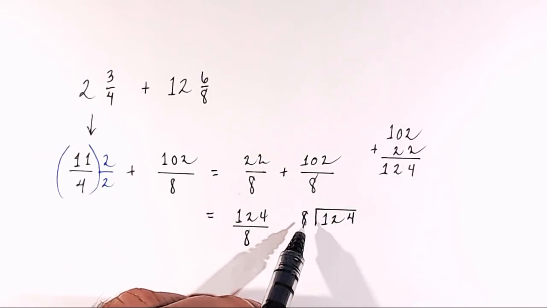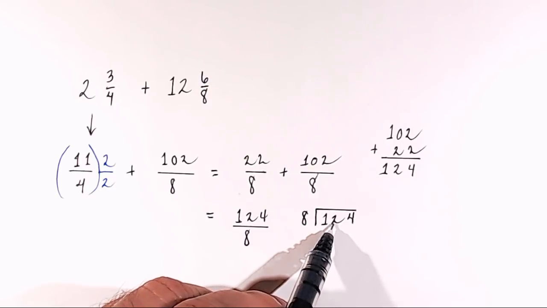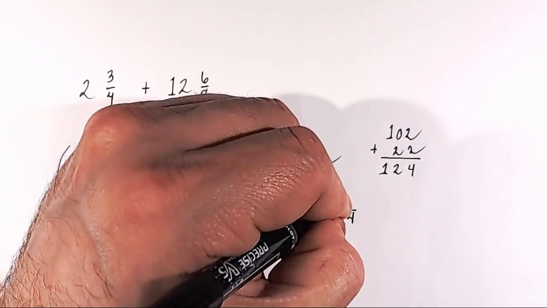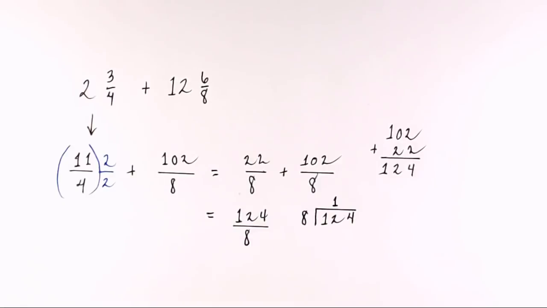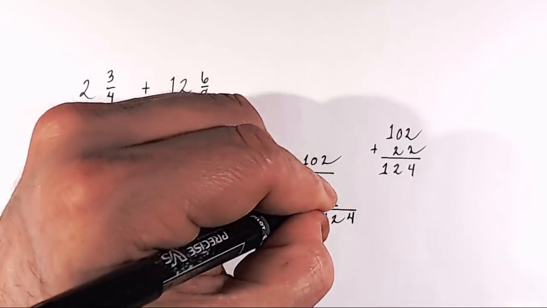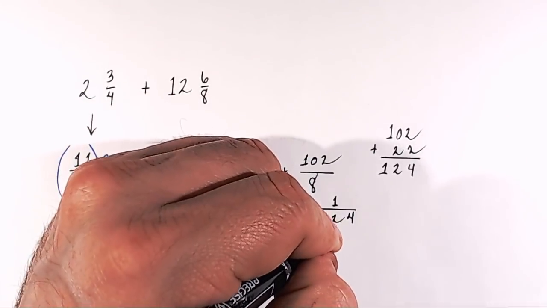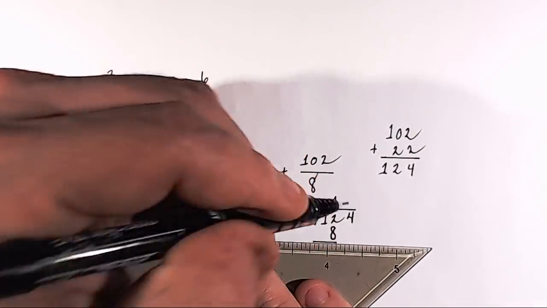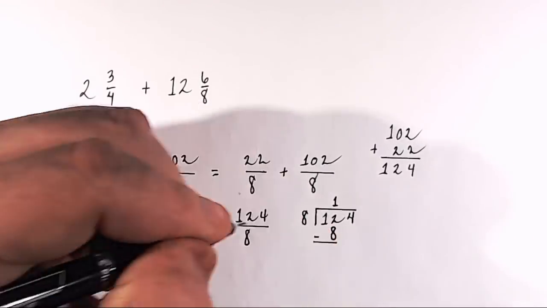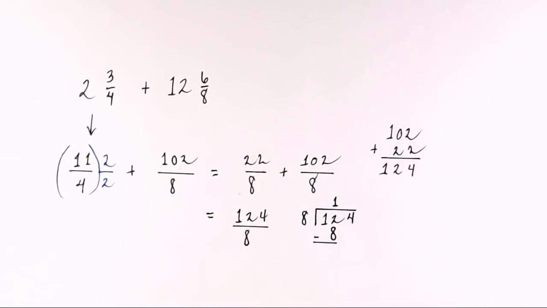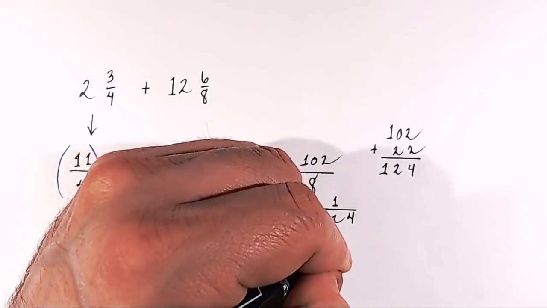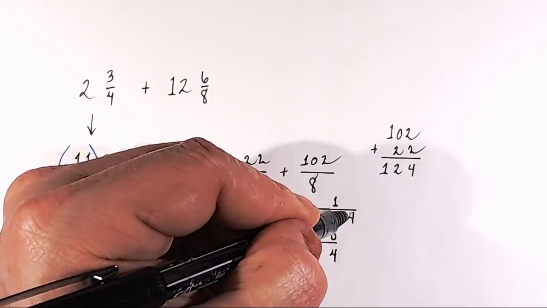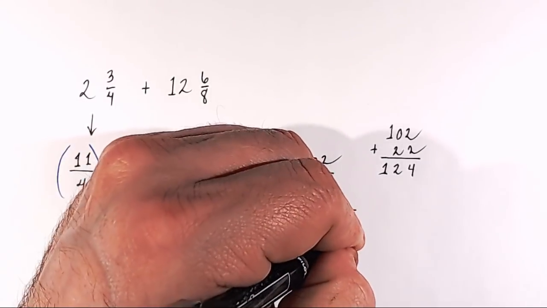Long division time. How many times does 8 go into 12? 8 goes into 12 one time. 1 times 8 is 8. And then we subtract. 12 minus 8 is 4. So then we bring down the 4 up here.